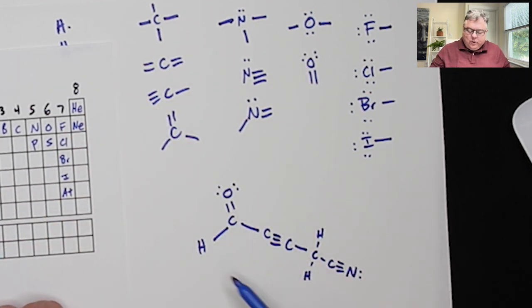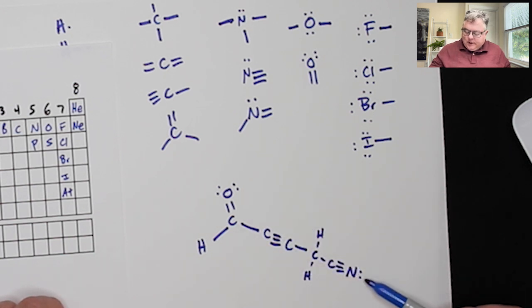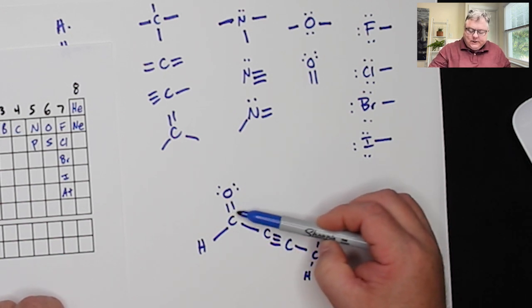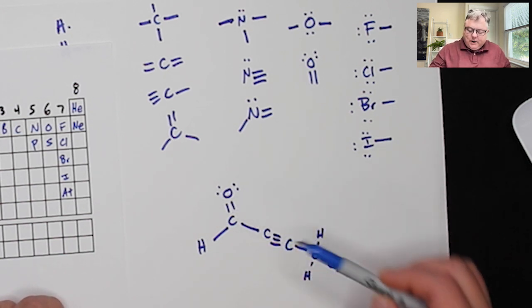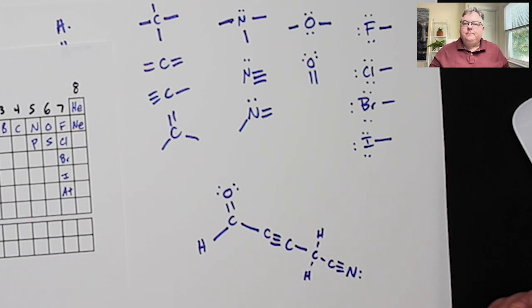This would be a molecule with normal bonding patterns. Every nitrogen has 3 bonds on it and 1 lone pair. Every oxygen has 2 lone pairs and 2 bonds. And every carbon has 4 bonds on it, every hydrogen 1. So those are the normal bonding patterns.